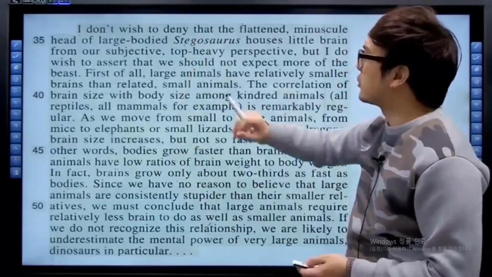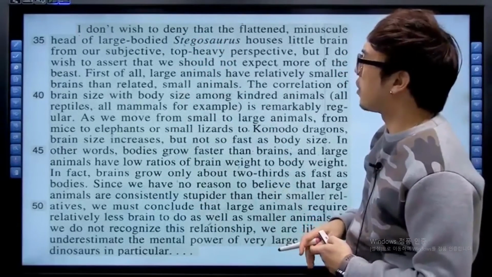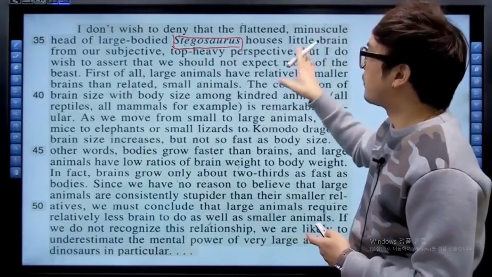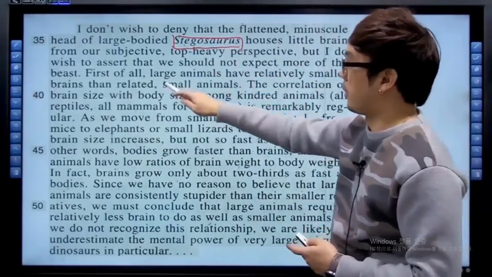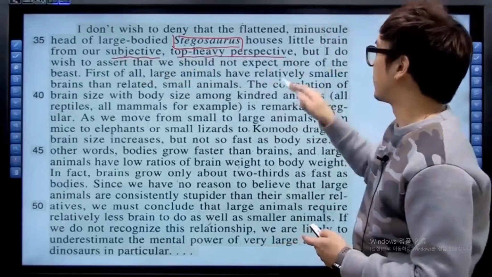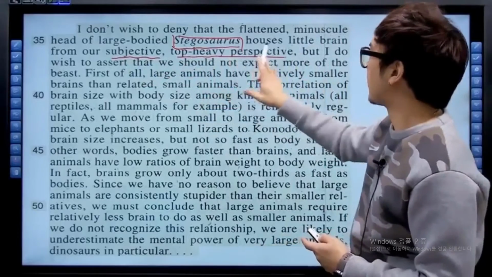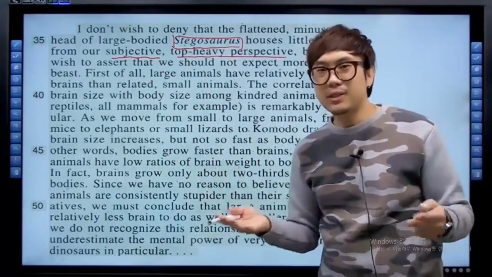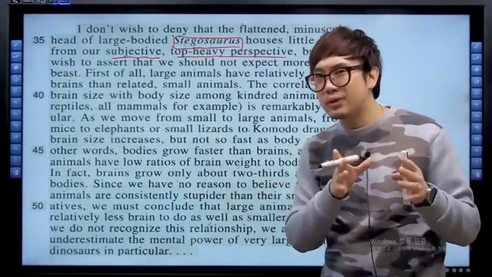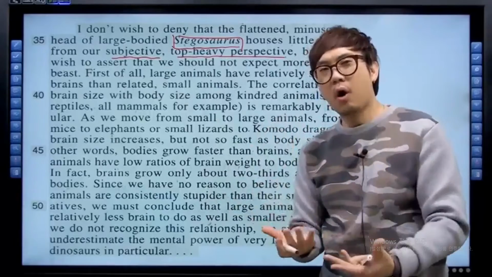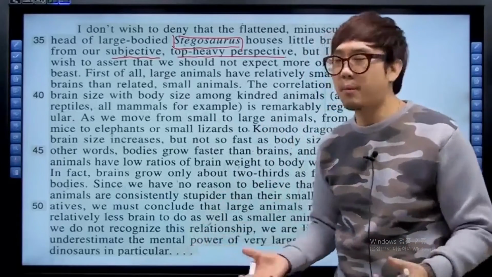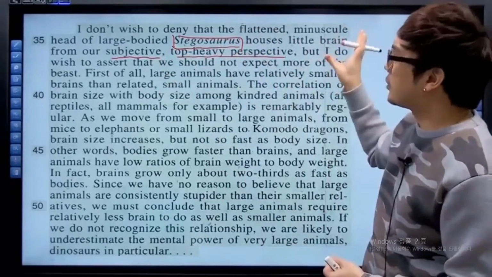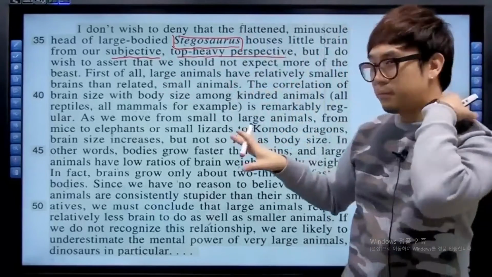And then it says, I don't wish to deny that the flattened, minuscule head of large-bodied Stegosaurus, you know what Stegosaurus is supposed to look like, houses little brain from our subjective, top-heavy perspective, right? But I do wish to assert that we should not expect more of the beast. So the writer is admitting, yes, that there are some dinosaur species which had a small, pea brain compared to their body size, right? So of course that's our subjective and top-heavy perspective, but I do wish to assert that we should not expect more of the beast, right?